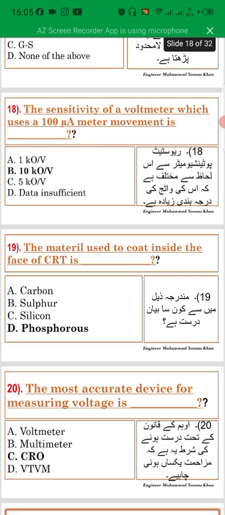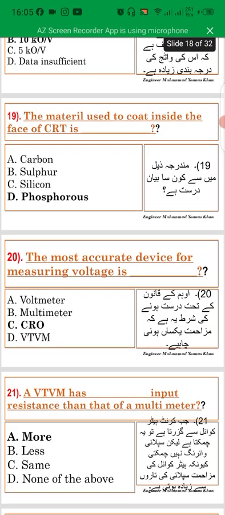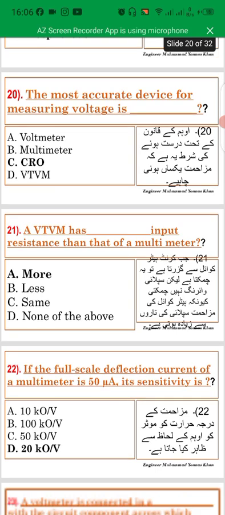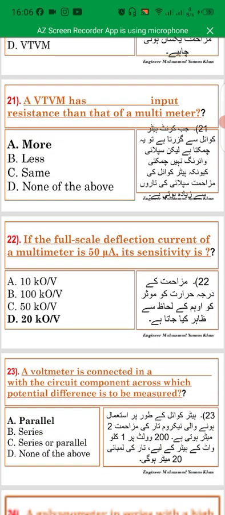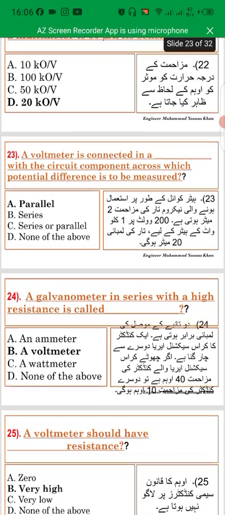The sensitivity of a voltmeter which uses a 100 microampere meter movement is 10 kilo ohm per volt. The material used to coat inside the face of CRT is phosphorus. The most accurate device for measuring voltage is CRO. A VTVM has more input resistance than that of multimeter. If the full-scale deflection current of a multimeter is 50 microampere, its sensitivity is 20 kilo ohm per volt.